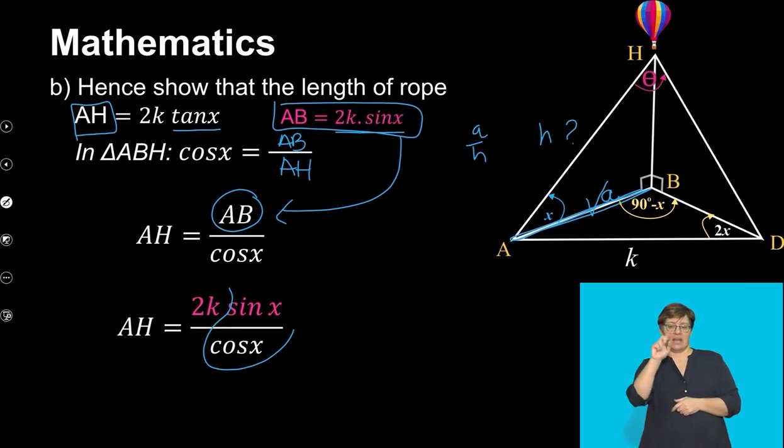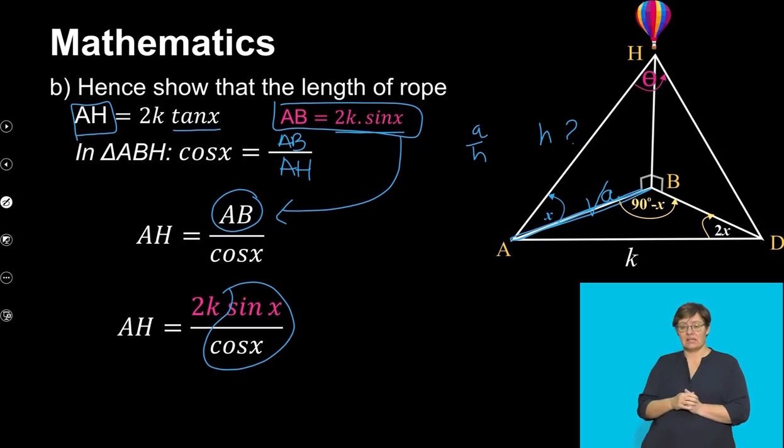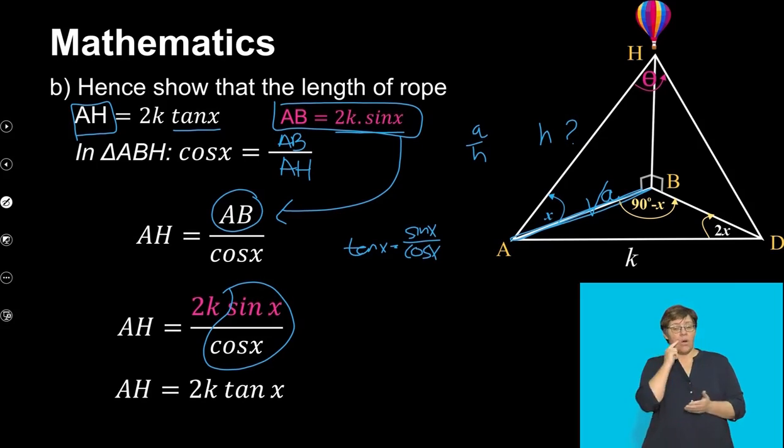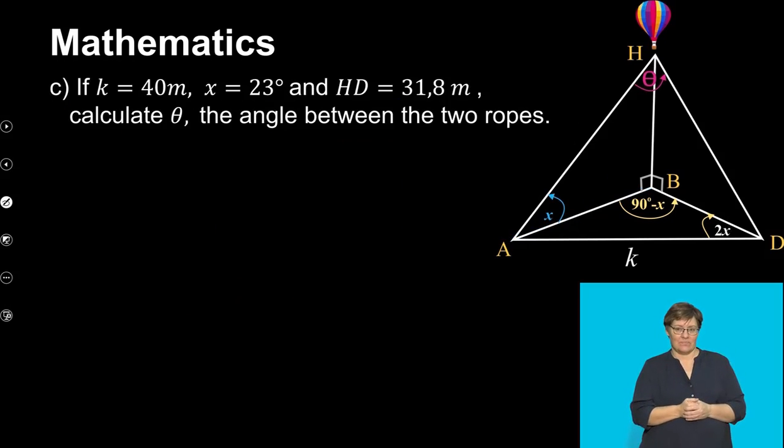And I know that this gives me what? Sine x over tan x, we know that tan of x is equal to sine of x over cos of x. So, in other words, we've proved exactly what they want because now we've got that 2k tan x is equal to AH.